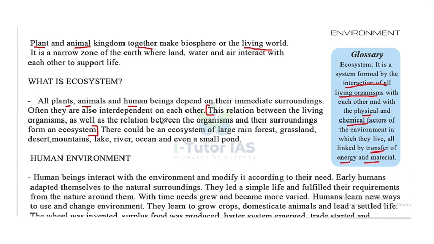There could be an ecosystem of a large rainforest, grassland, desert, mountains, lake, river, ocean, and even a small pond. So the ecosystem could be a large rainforest, and even a small pond. Both are ecosystems.